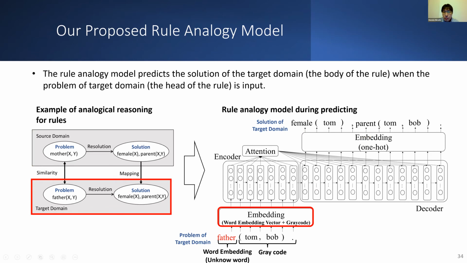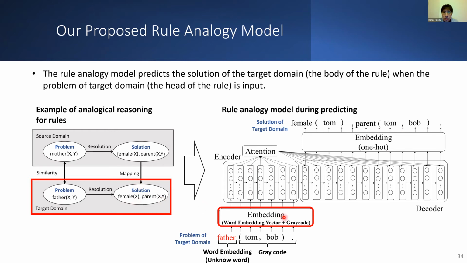The rule analogy model predicts the solution of the target domain when the problem of the target domain is input. This is an example of a rule analogy model during predicting. The problem of the target domain is the head of the rule. The solution of the target domain is the body of the rule.